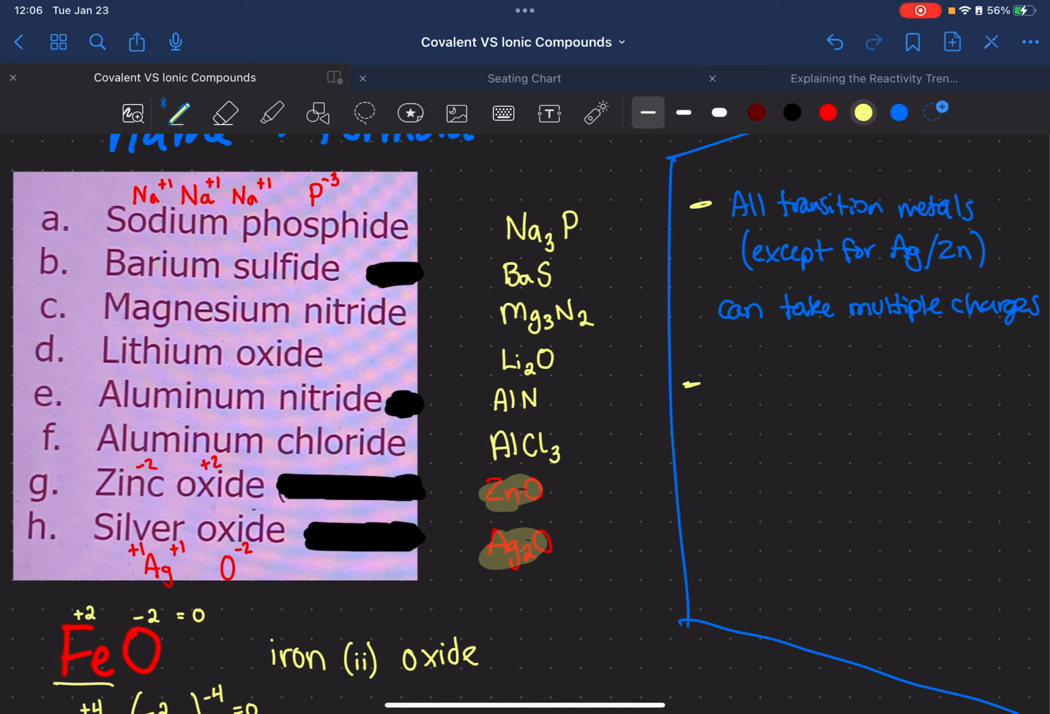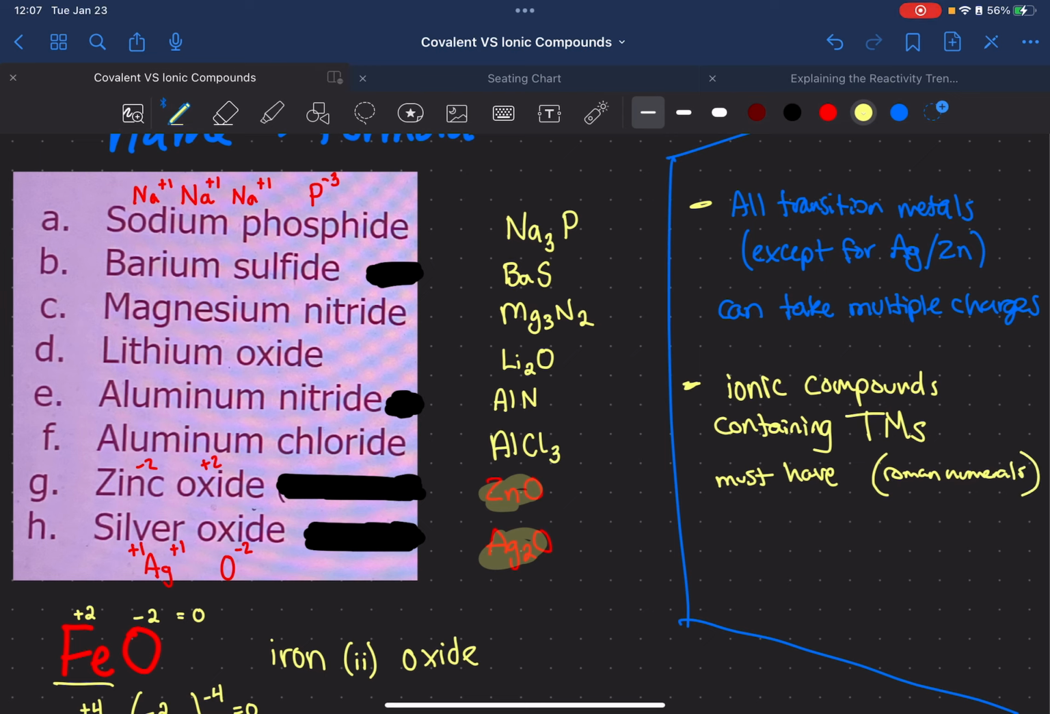I also want you to write down in your notebook that ionic compounds containing transition metals must have Roman numerals, and I put them in parentheses because they're going to be in parentheses when you write them. Ionic compounds containing transition metals must have Roman numerals in their names.